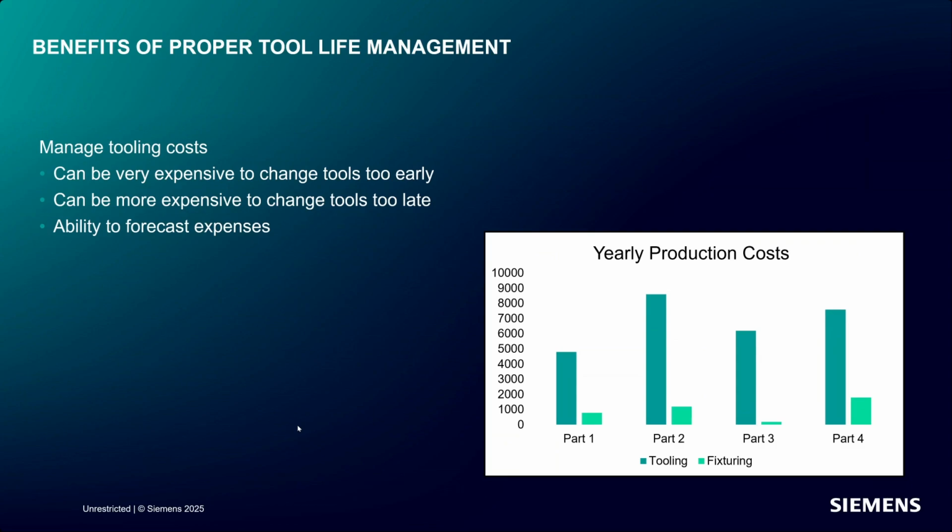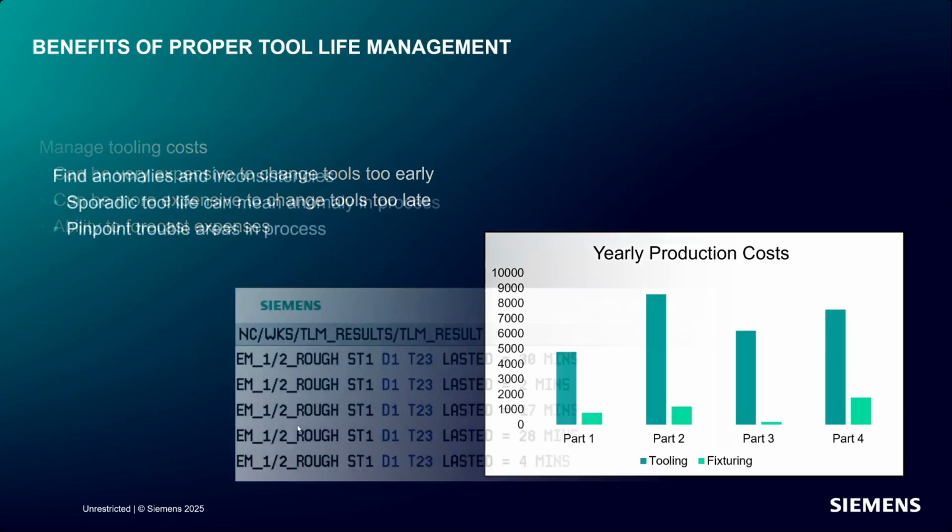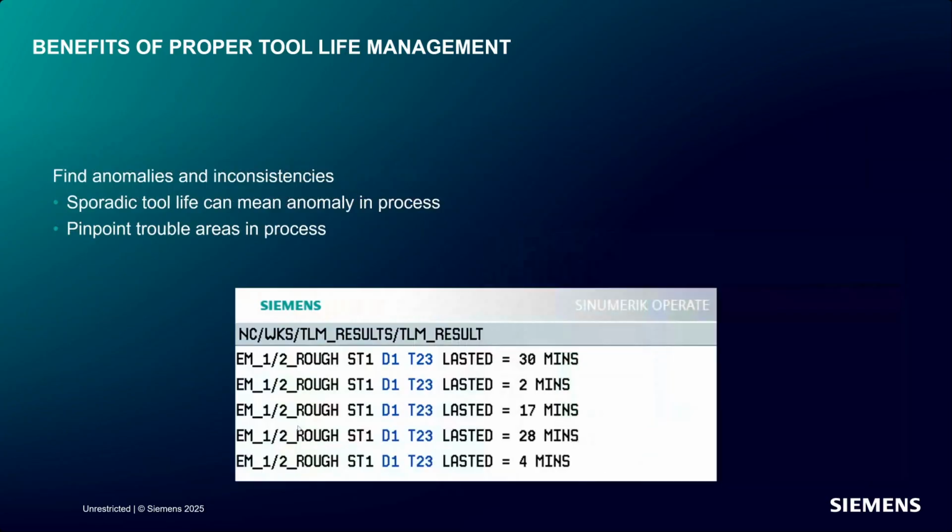So tool life management can be a really good step in the right direction for managing those tools. And the last one I want to talk about works hand in hand with the macro that I'm going to show you today. Tool life management and this macro with tool life tracking can find anomalies and inconsistencies in your process.